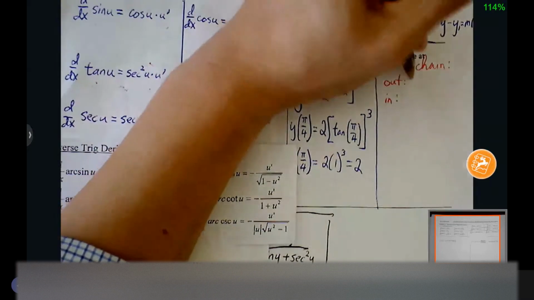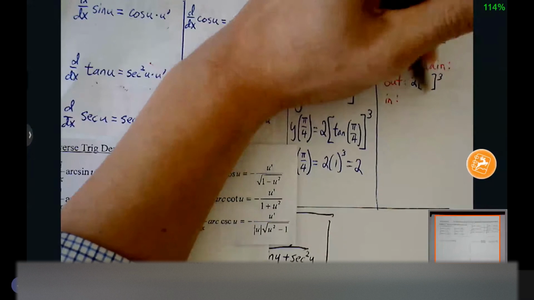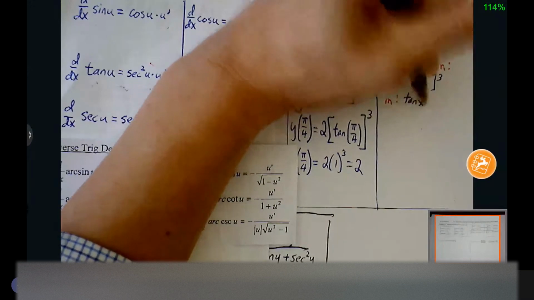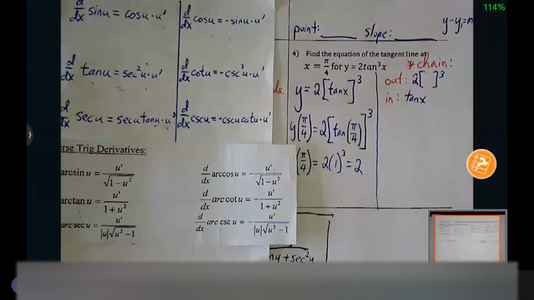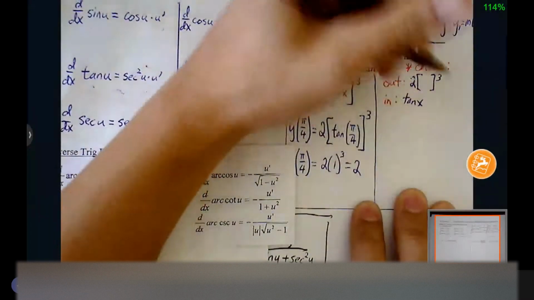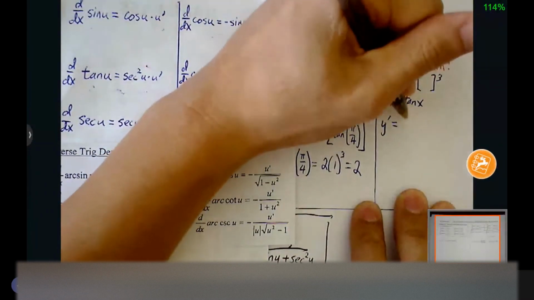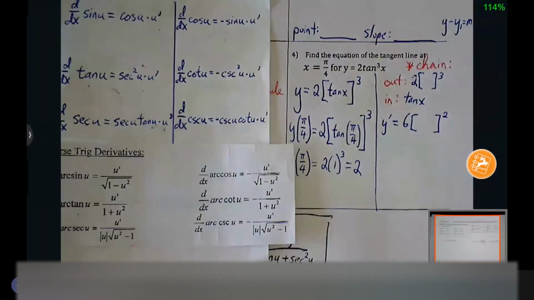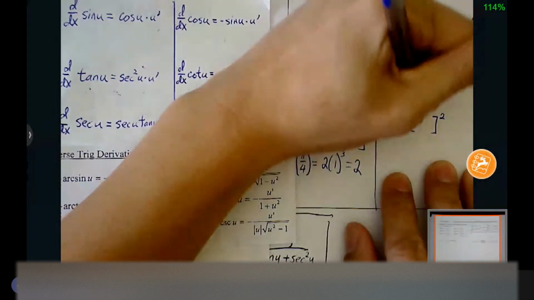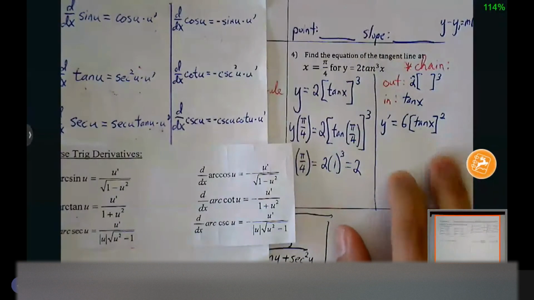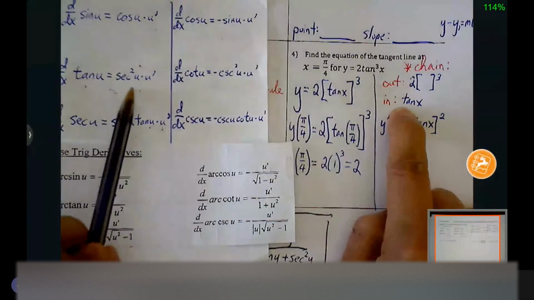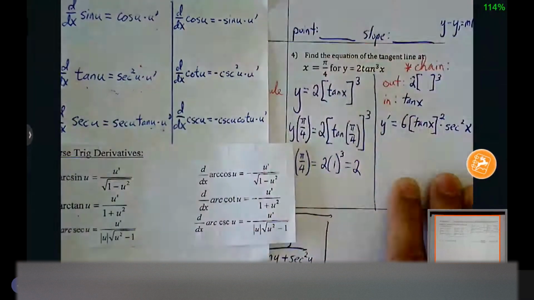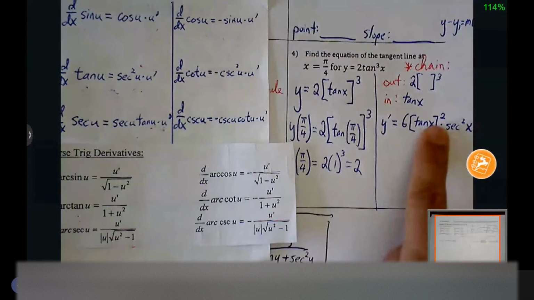Okay. Outside is the 2 bracket cubed. Inside is the tangent of x. Take turns with each derivative: power rule for the 2 bracket cubed. We insert the original within the bracket. And now we're ready for the inside derivative. So tangent's derivative is secant squared. And then the u and u prime is just x, so times 1. It's not going to create anything more than that. All right, good so far.